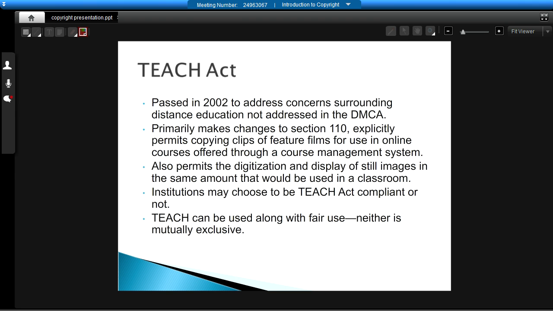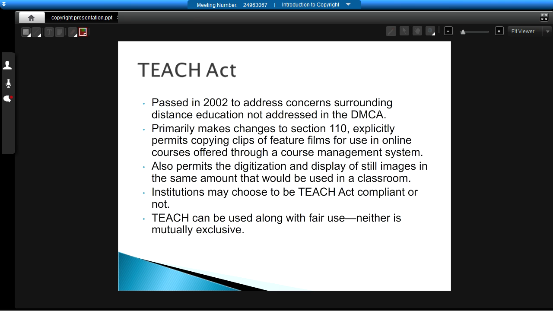It also permits the digitization and display of still images in the same amount that would be used in a classroom. So if you have a faculty member who teaches art history and they want to digitize their slide carousel and show those in an online version of a course, that is perfectly legal. You're allowed to do that.